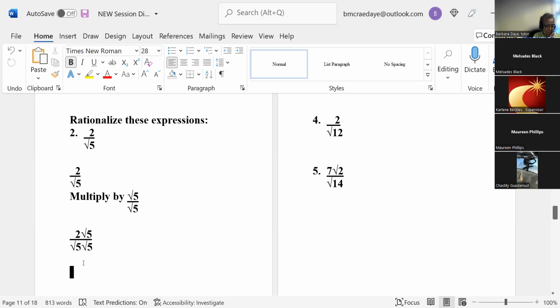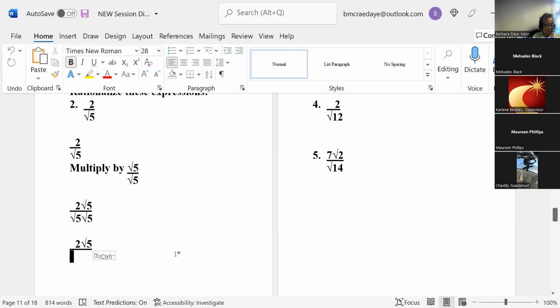What do I get in the denominator, Maureen? What's square root of 5 times square root of 5? No. Remember I said the square root of a number times the square root of the same number just gives me the number. So what would be the number? The radicand. The number underneath. 5. That's it. Very good. The number under the radical. That's your answer. 2 times square root of 5 over 5.